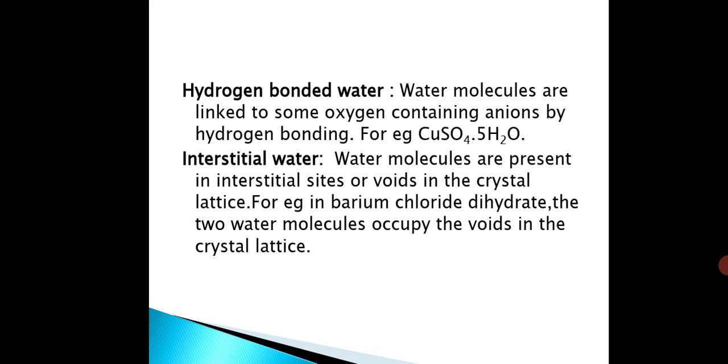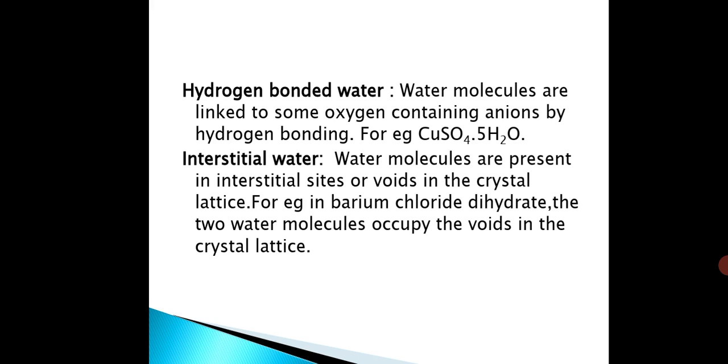Hydrogen bonded water molecules are linked to some oxygen containing anions by hydrogen bonding. For example, CuSO4.5H2O and Na2CO3.10H2O, as I just said, are hydrogen bonded water. Interstitial water molecules are present in interstitial sites or voids, that is, the vacant space in the crystal lattice. For example, in barium chloride dihydrate, BaCl2.2H2O, 2 water molecules occupy the voids in the crystal lattice.